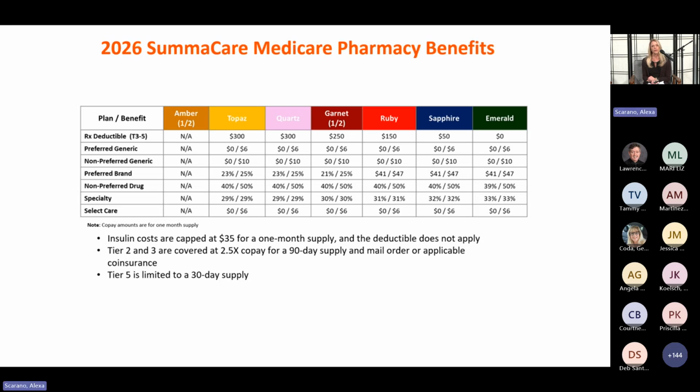The insulin will be capped at a $35 copay for a 1-month supply, and the deductible does not apply to insulin. Tier 2 and 3 are covered at 2 times copay for a 90-day supply or at mail order. And Tier 5 will be limited still to a 30-day supply.